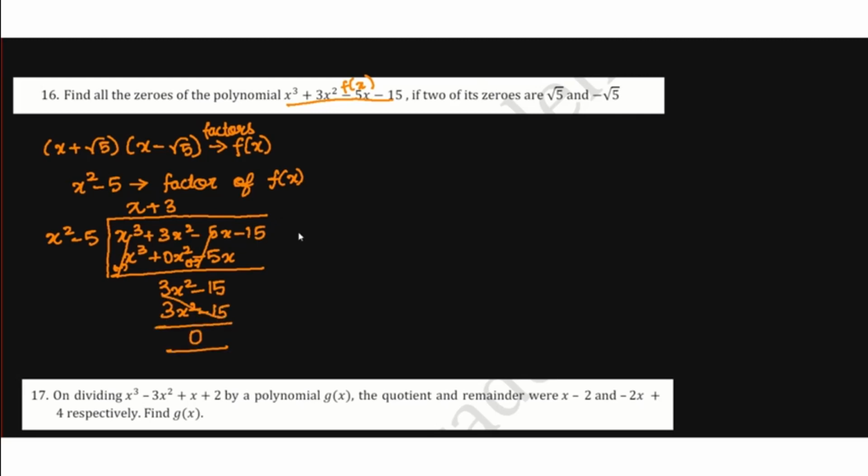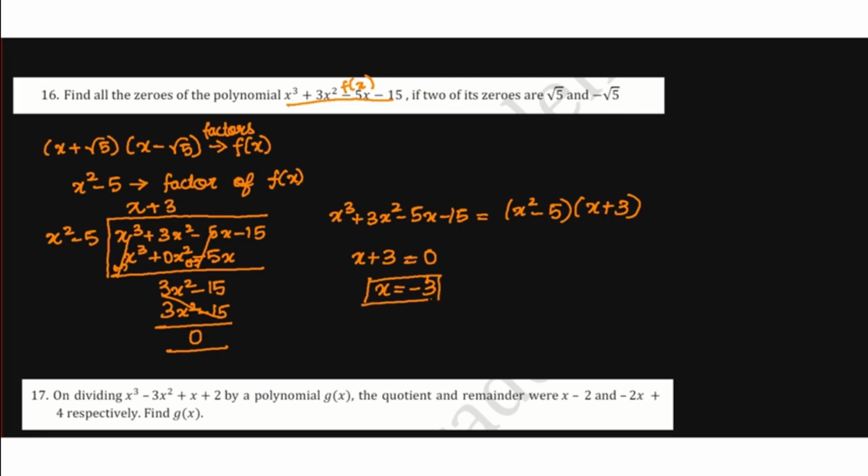0. So I can now express my f of x, that is x cube plus 3x square minus 5x minus 15 as x square minus 5 and x plus 3. Now x square minus 5 is already a factor of f of x. So x plus 3 is also a factor of f of x. So we can write x plus 3 as 0. X is equal to minus 3 is a zero of the polynomial given.